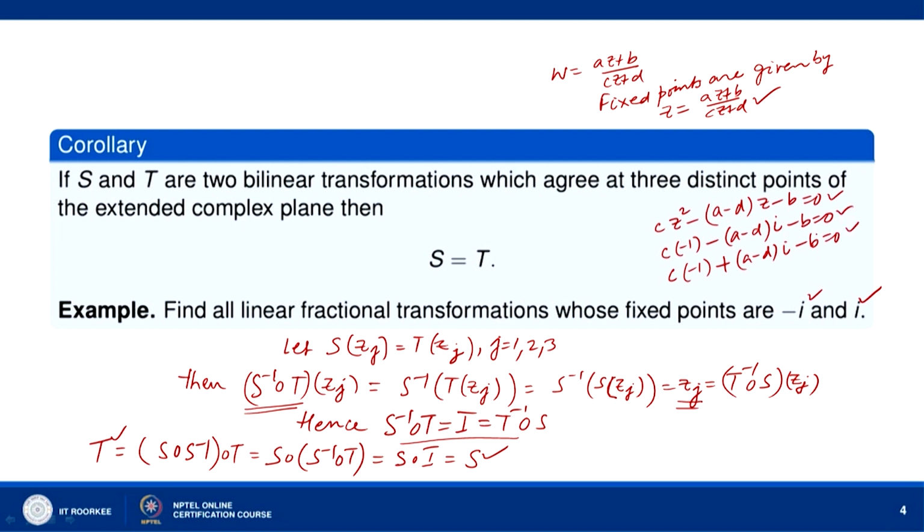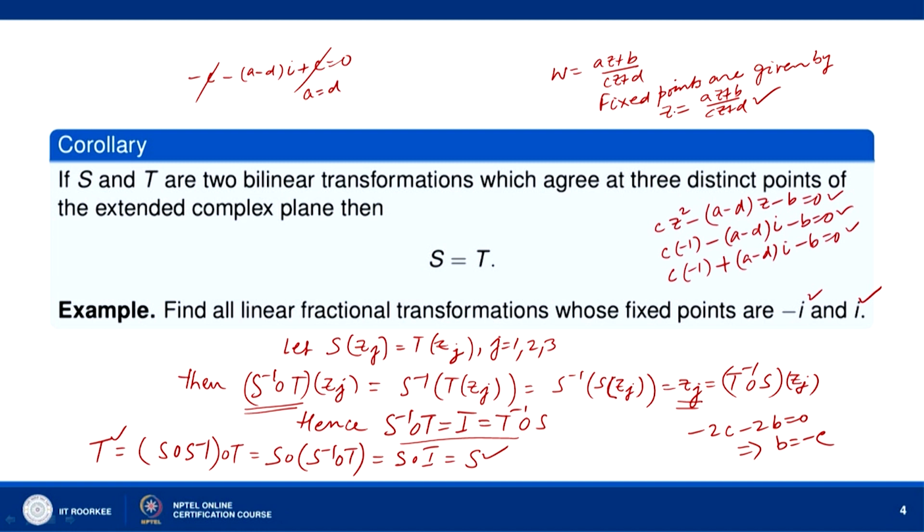Adding these two equations, what do we get? The middle term will cancel, and we will have minus 2c minus 2b equal to 0. So we get b equal to minus c. Now let us put b equal to minus c in this equation. What do we get? Minus c minus (a minus d) into i, and b is minus c, so plus c equal to 0. So this cancels with this, and what do we get? a equal to d.